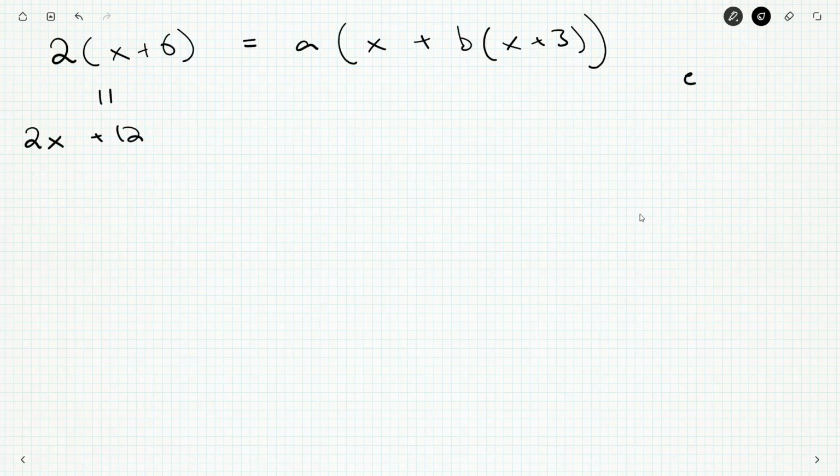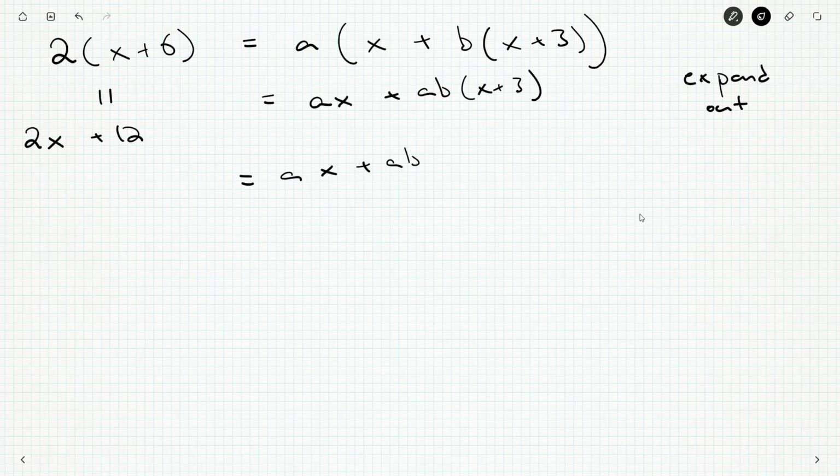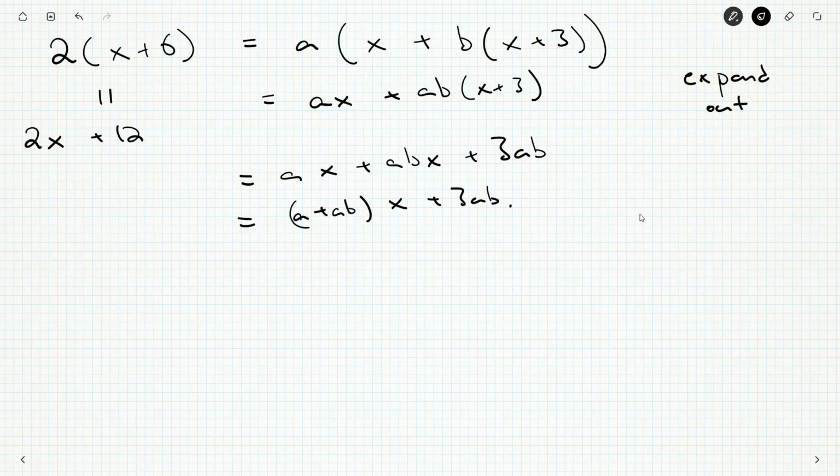I might say, off on the side, expand out. Okay, so we'll get a(x plus b)(x plus 3), and then I'll get ax plus abx plus 3ab. So I'll get (a plus ab)x plus 3ab. Alright, so this has to be the same as 2x plus 12. Okay, so how am I going to do this? Well, both are polynomials. They're technically both lines.